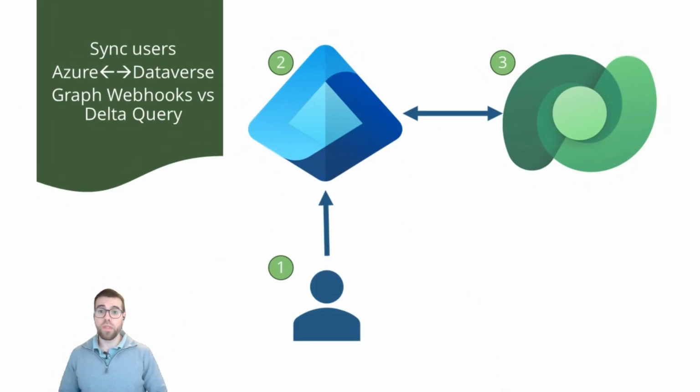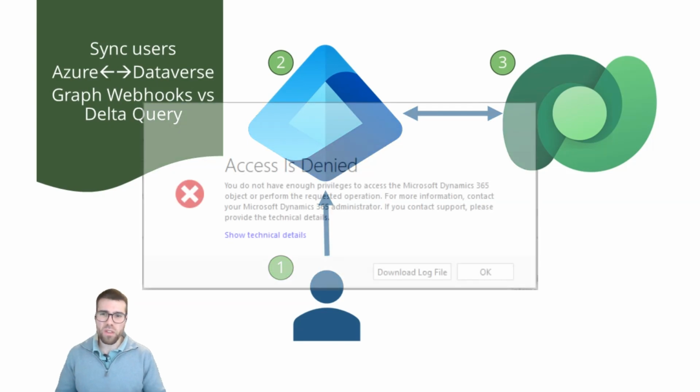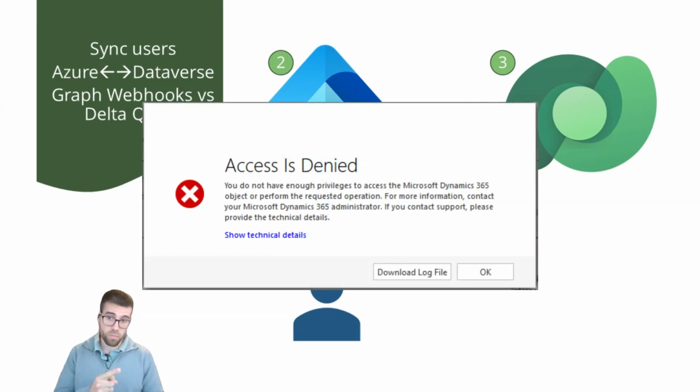Let's see how to solve the synchronization problem that can happen when you secure a Power Platform environment with an Azure Entra ID security group. That is, when you want your users with their first login to already have their security role assigned before they first enter your application. Otherwise, you will encounter this error message.